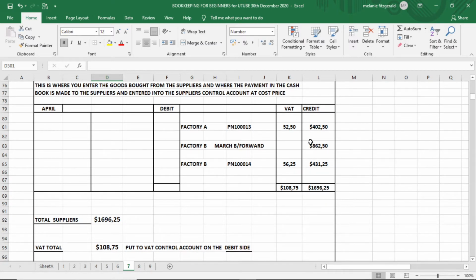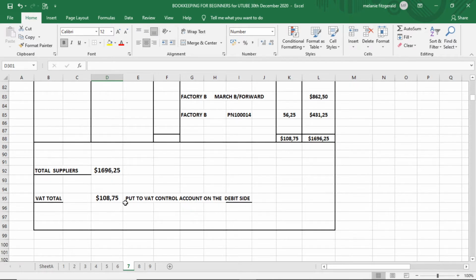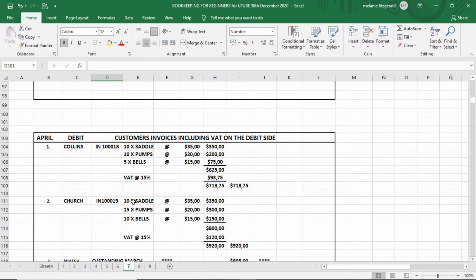Now, the total for this credit side is $1,696.25. Total suppliers, all right? The total VAT to put into the VAT control account on the debit side, which we're going to do later, when we get to the VAT control account in our lessons to follow, is $108.75. Okay, so that's done.